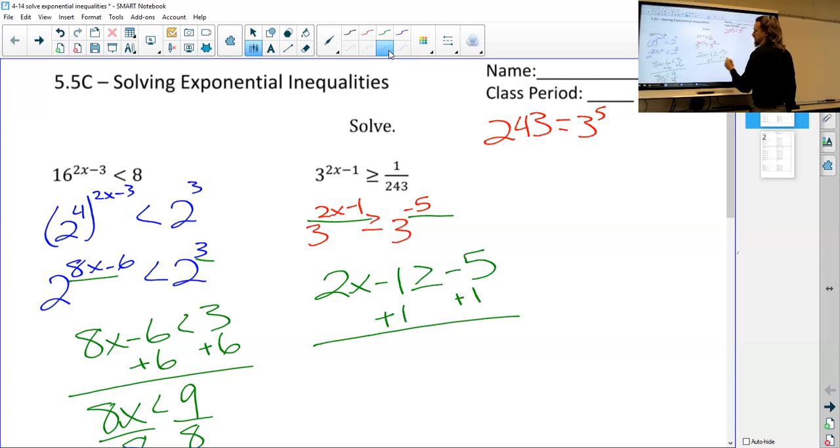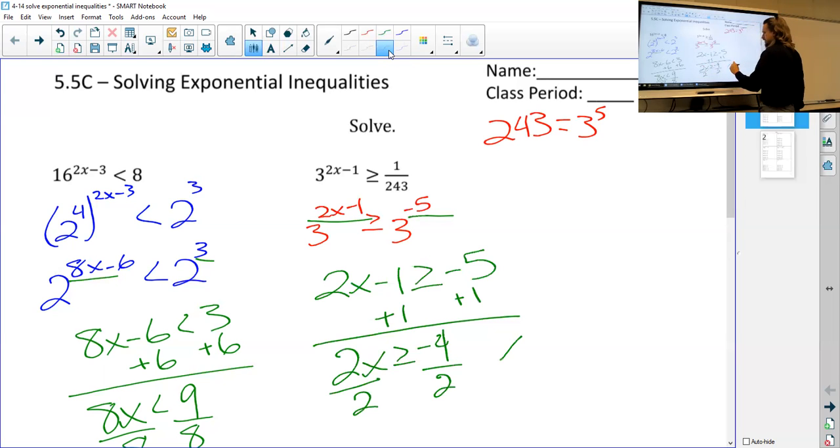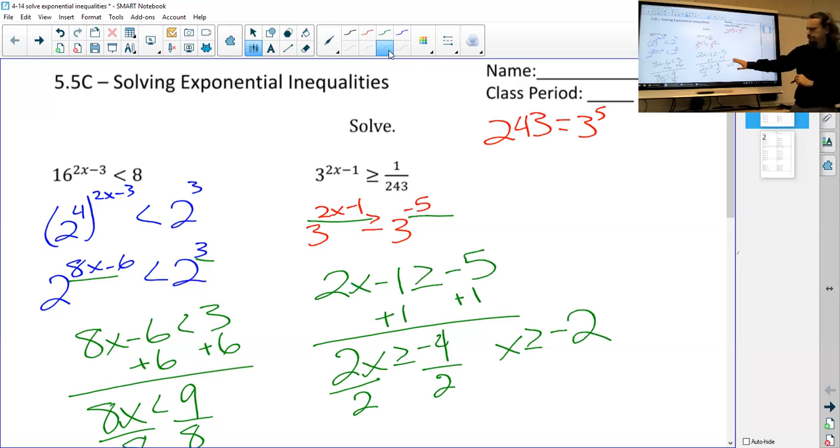So plus 1, so 2x greater than or equal to -4. And then we divide both sides by 2. That gives us x greater than or equal to -2. So notice we didn't flip the sign. Even though we divided into a negative number, we didn't divide by a negative number. So as long as the coefficient of x is positive, you don't flip the sign, in case you forgot.